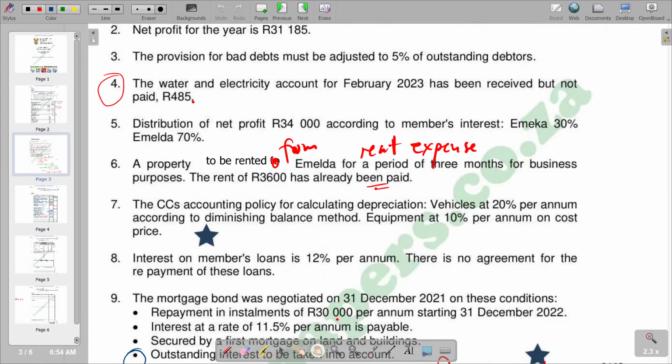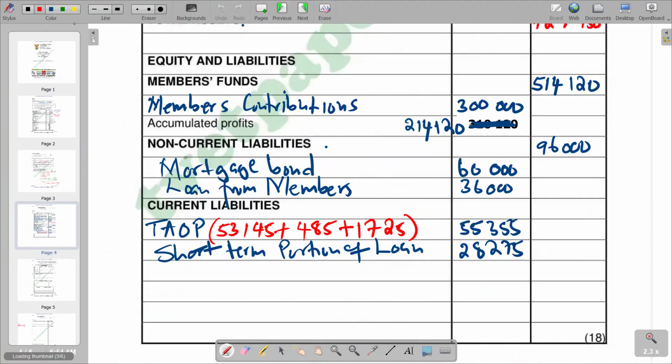So if you come here, you'd see that we have got a distribution of net profit set for 34,000 rands according to members' interest. So this is a distribution to members. So it's going to be part of our current liabilities. So we're having distribution to members. We got 34,000.